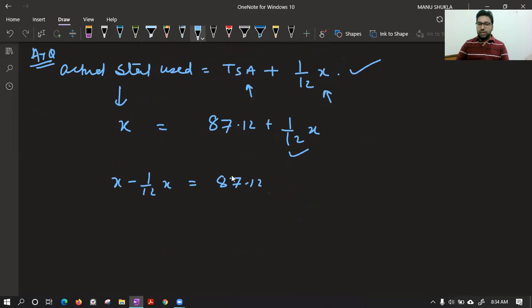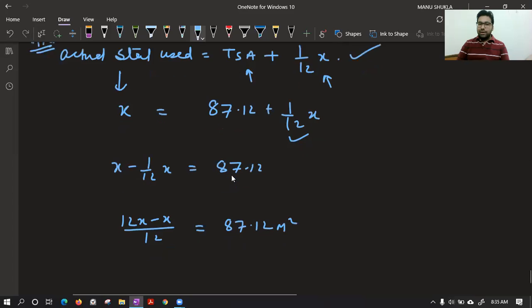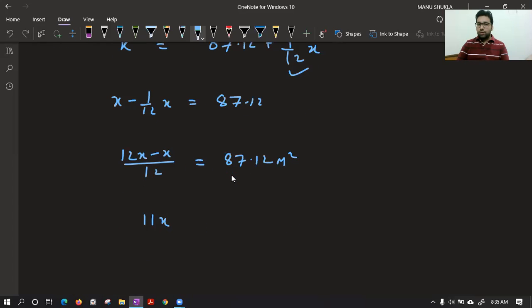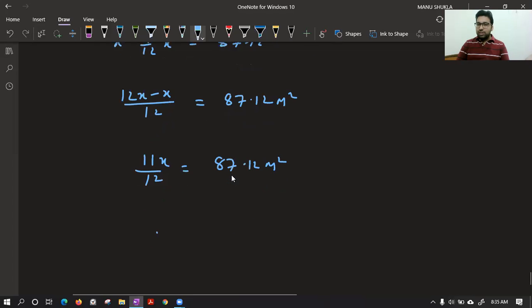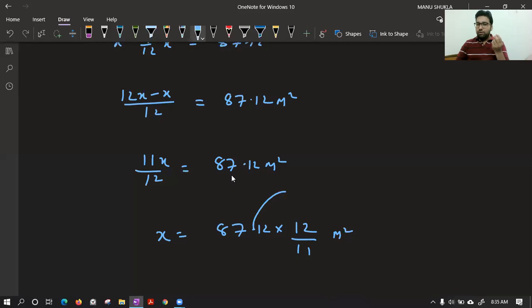Now if you solve this, it becomes (12x minus x) upon 12 is equal to 87.12 meter square, and finally it becomes 11x upon 12 is equal to 87.12 meter square. So the actual steel used is x is equal to 87.12 times 12 upon 11. This is the actual steel used in meter square. If you want to solve it, very simple, remove the decimal, bring 100 in the denominator. Now see, class, we have 11 in the denominator.